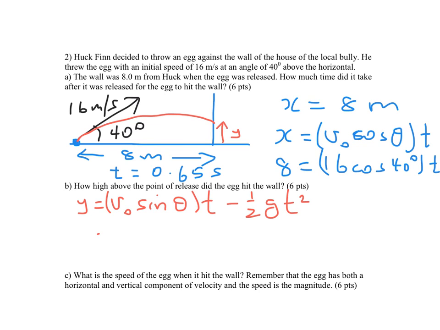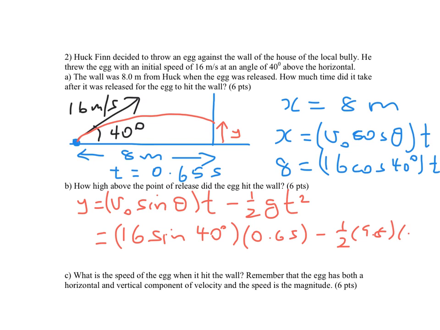So in this case, you want to find y, you know v naught, you know theta, and part A solved the time for you. 0.65 minus 1/2, 9.8, 0.65, and you square that, and if you just run to your calculator and work everything out, what you find is that this is 4.63 meters.